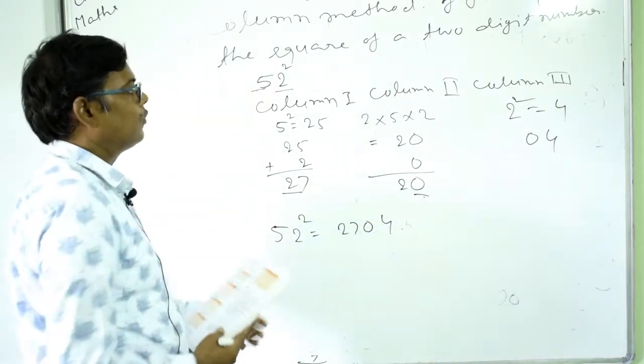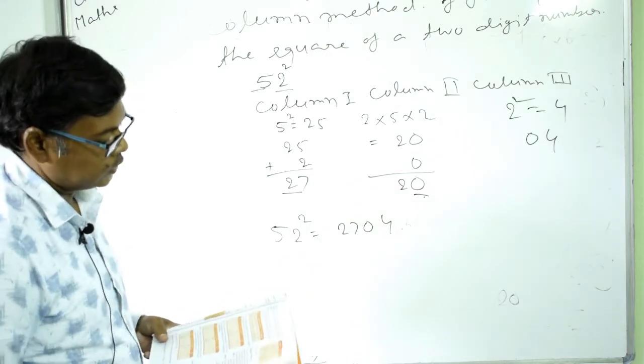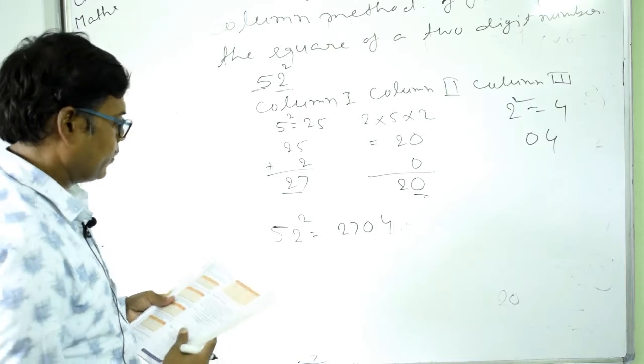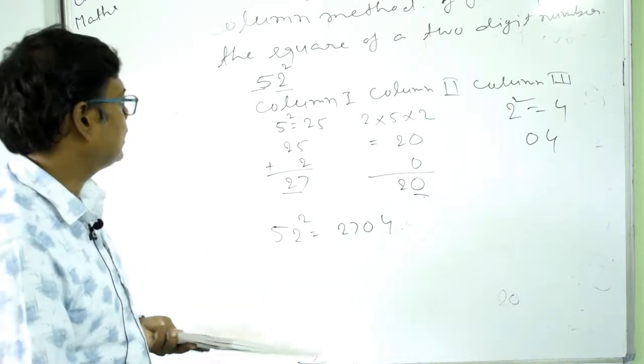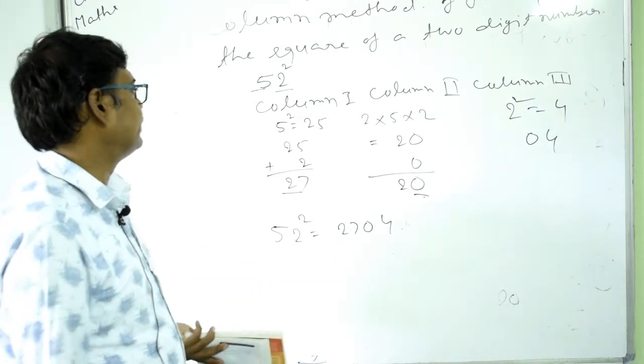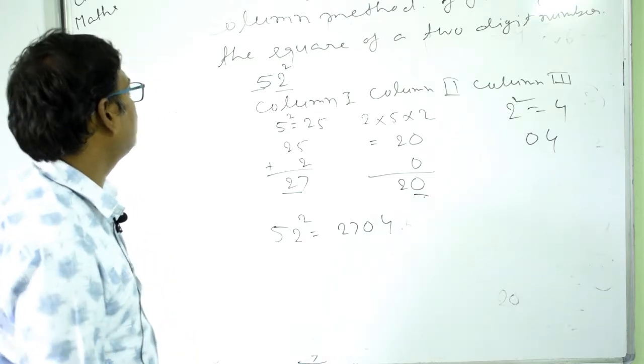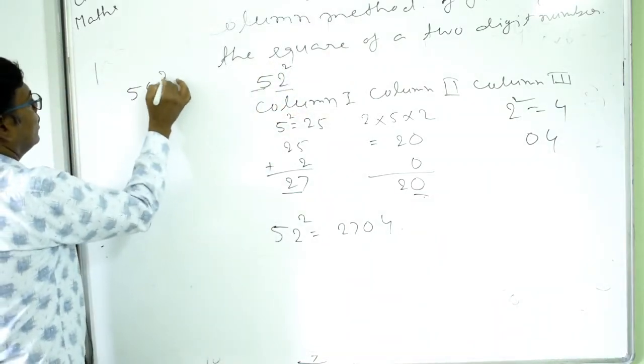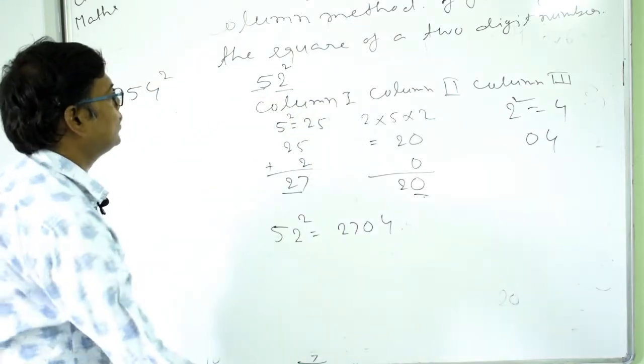So this is the method of finding the square of a two-digit number by using the column method. Okay, so take another example so it will be clear. So take for example 54 square. Okay, 54 square. So again you will write this column 1, 2 and 3.